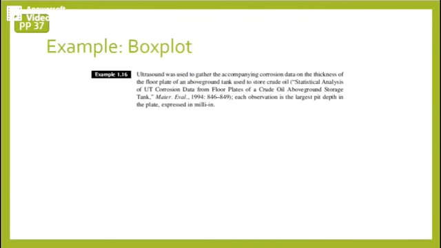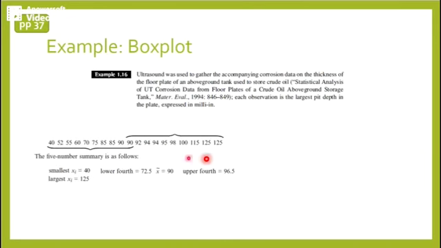So let us look at an example on page 37. It's example 1.6. Okay, so here's your data that you have ordered from the smallest to the largest value. Here, we have 1, 2, 3, 4, 5, 6, 7, 8, 9, 10, 11, 12, 13, 14, 15, 16, 17, 18, 19 values. So 90, that's my median, my x tilde.